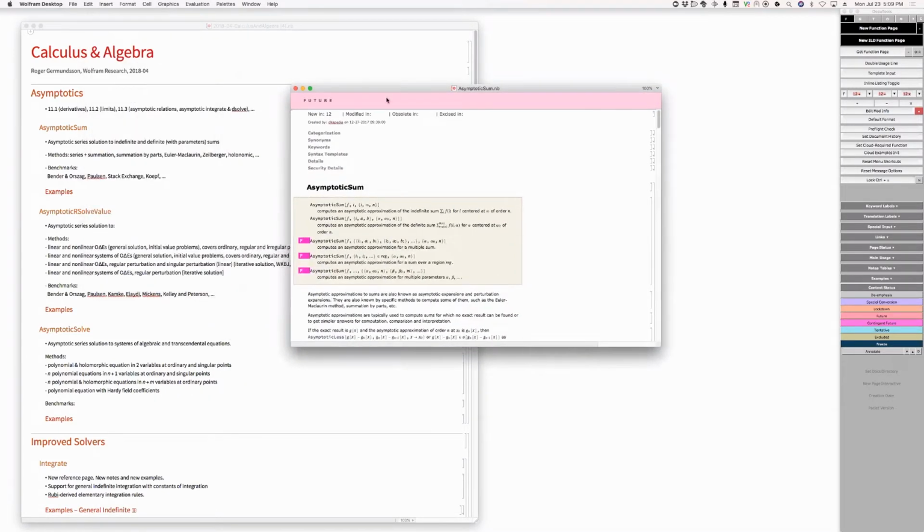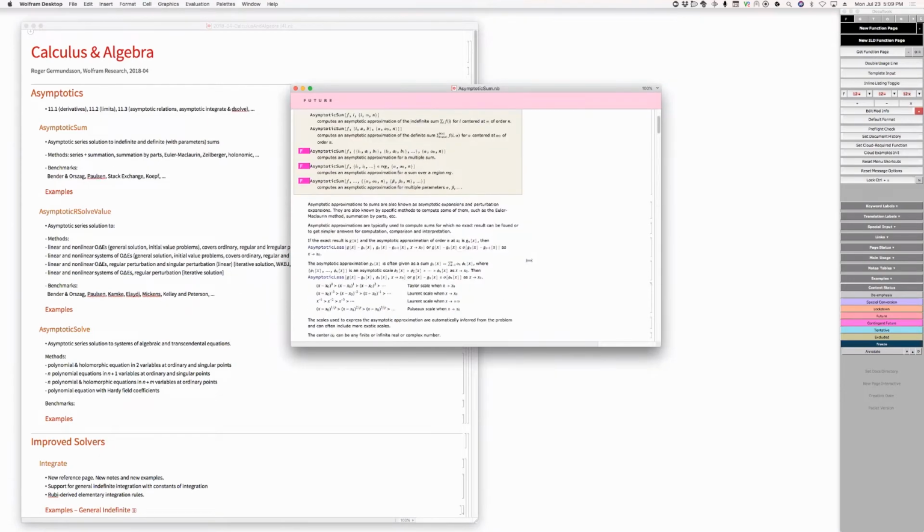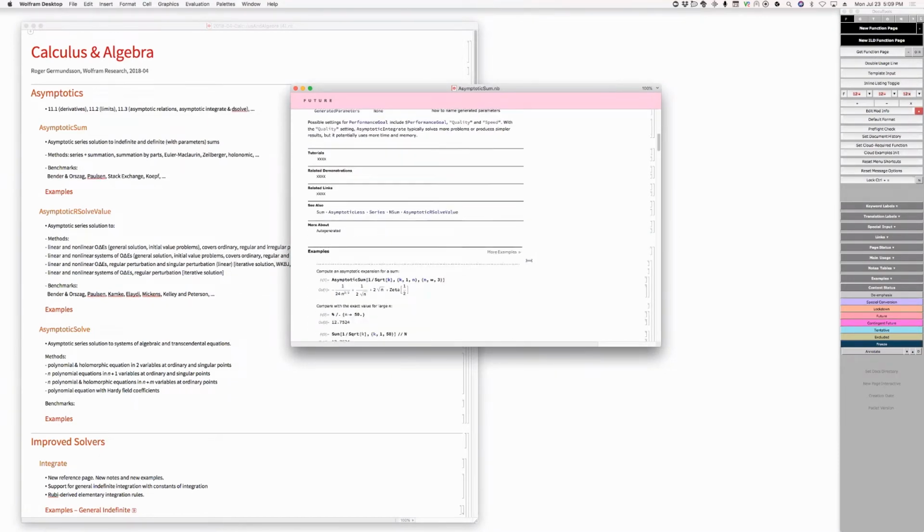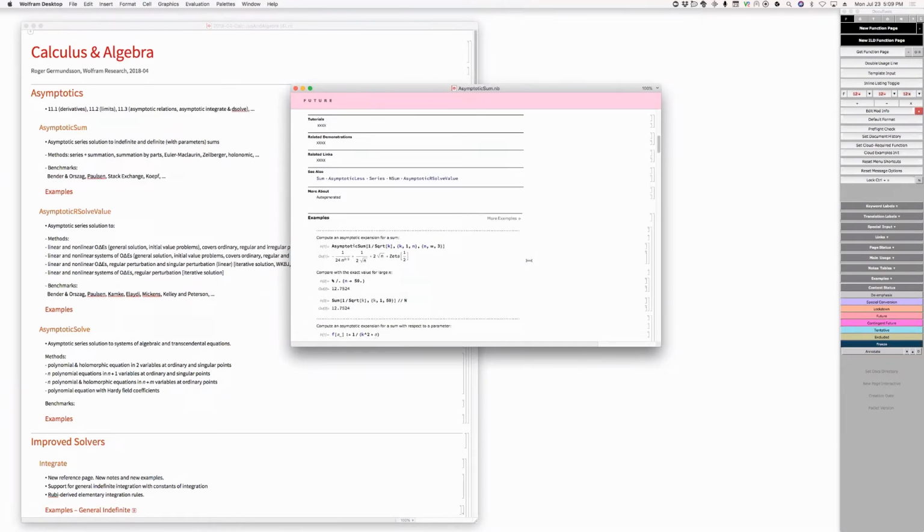Okay, so we start off with asymptotic sum. I think I need to look at some examples here.